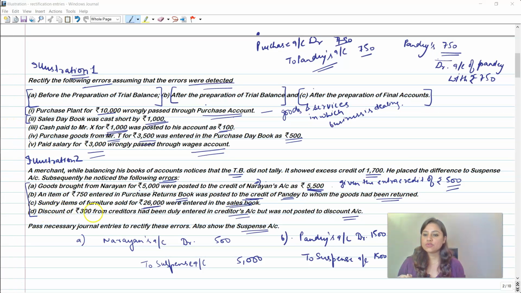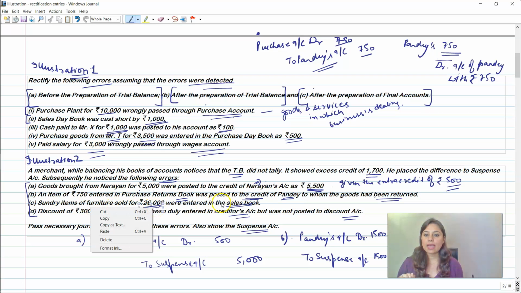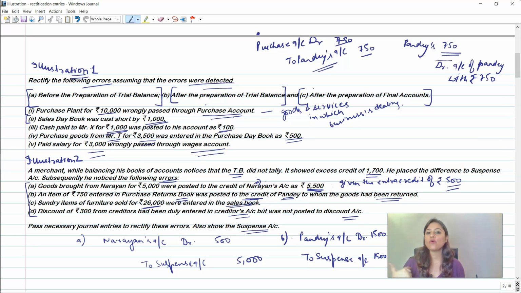Now the items of furniture that have been sold for rupees 26,000, so this is a double-sided error, as we know the impact. So furniture has been sold for rupees 26,000 and the sales book has been wrongly credited instead of the furniture account being credited. So this entry will involve, because it is a double-sided error, the impact being brought into the furniture account as well as the sales account.